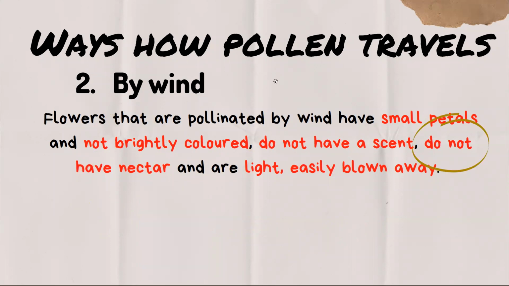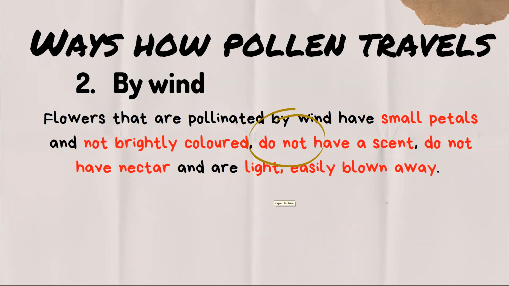Okay. Do not have a scent. This one, I did not attach a picture because I believe everyone here understands the meaning of scent, right? A good smell. Very good. So, do not have a scent is clearly indicating that the plants do not have any scent, do not have any good smell. Some flowers actually don't smell anything. That is what I mean.